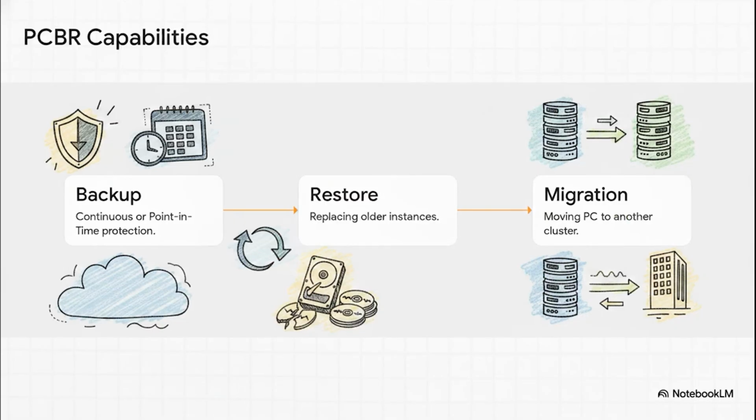Understanding that state consistency is literally everything here, let's look at the core capabilities of PCBR. It is fundamentally way more than just a simple backup tool. PCBR natively handles 3 distinct and crucial operations. First, backup, to safely copy your data. Second, restore, to replace older or corrupted instances. And third, migration. This is what safely moves active Prism Central instances from one physical cluster to another without breaking that critical database consistency we just talked about.